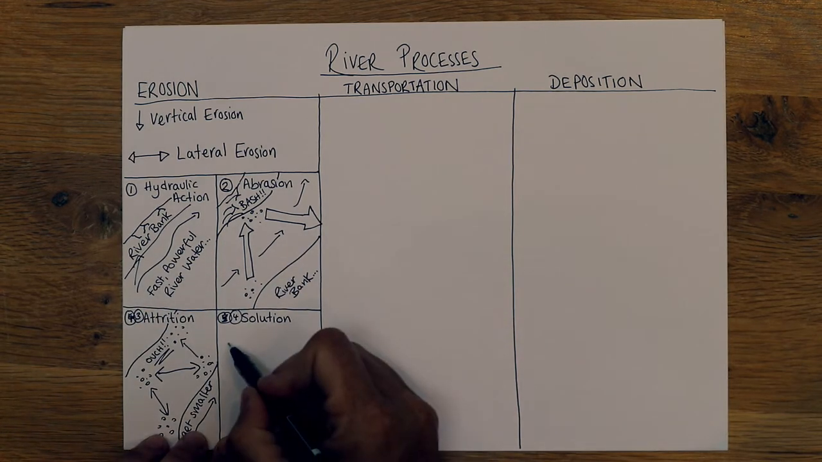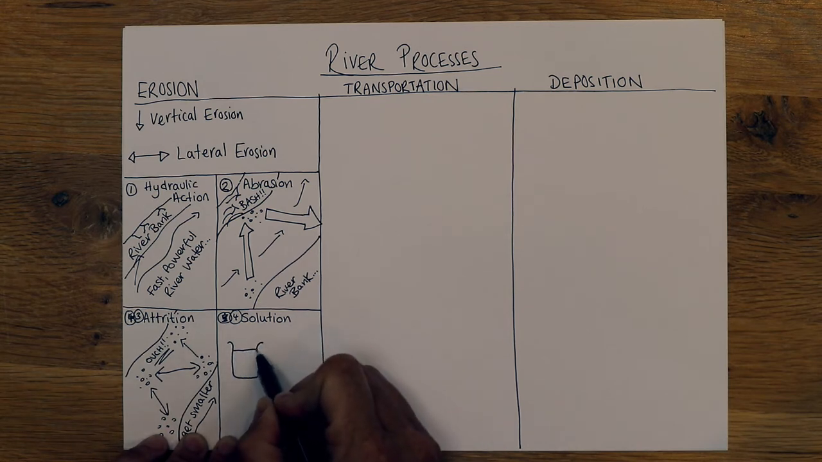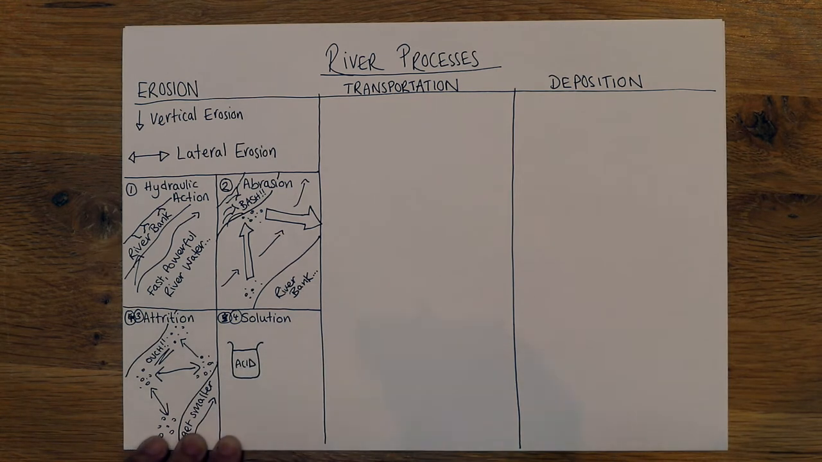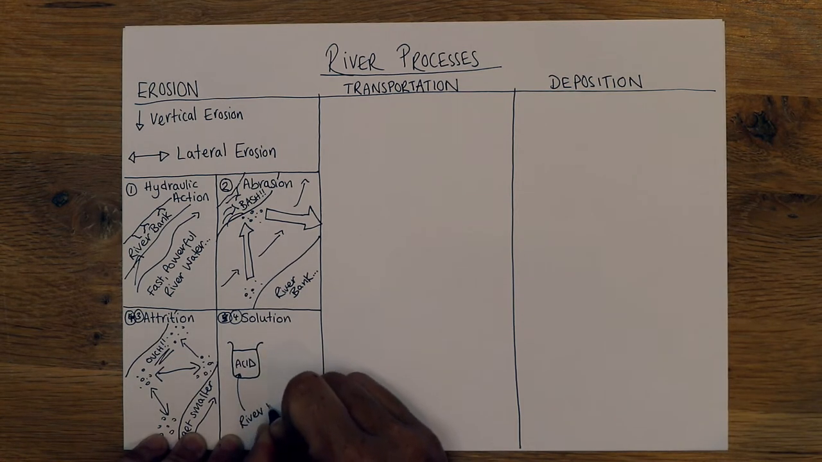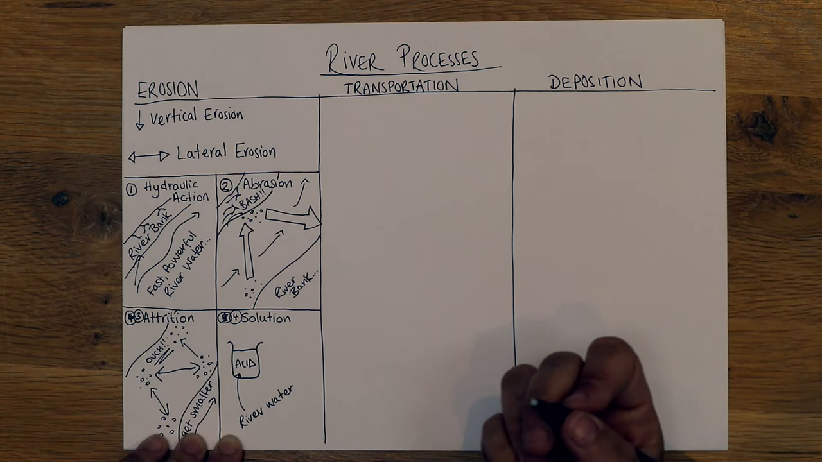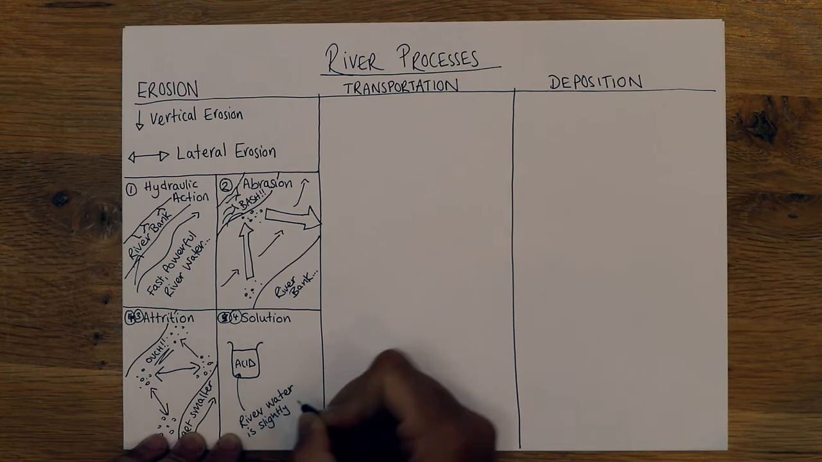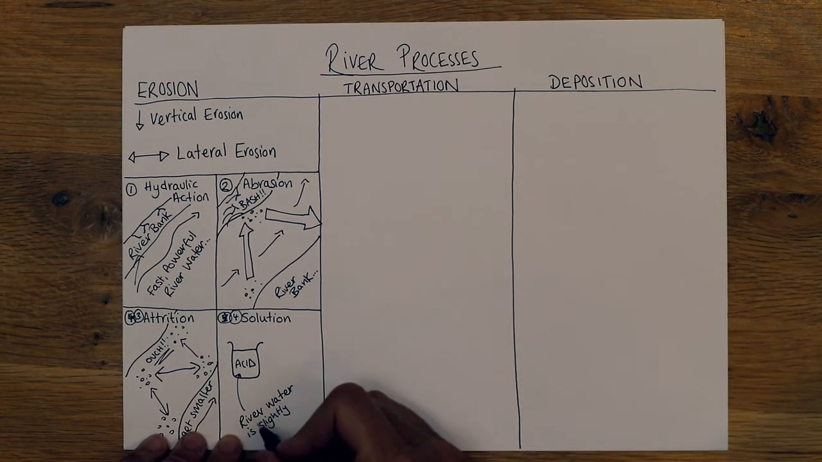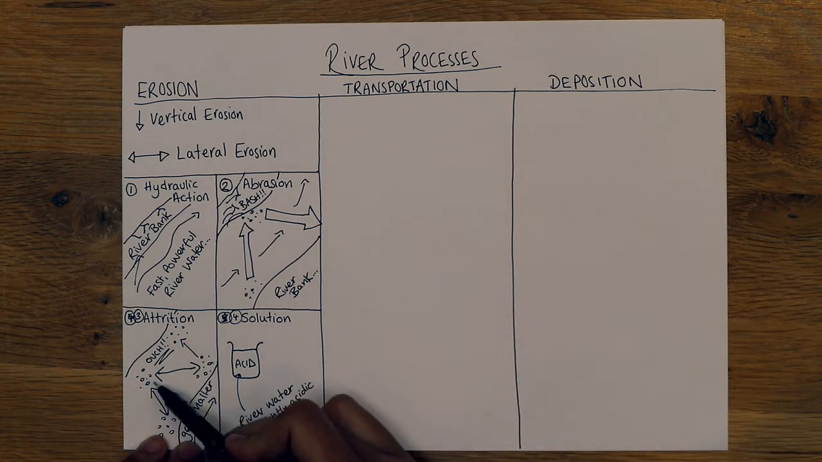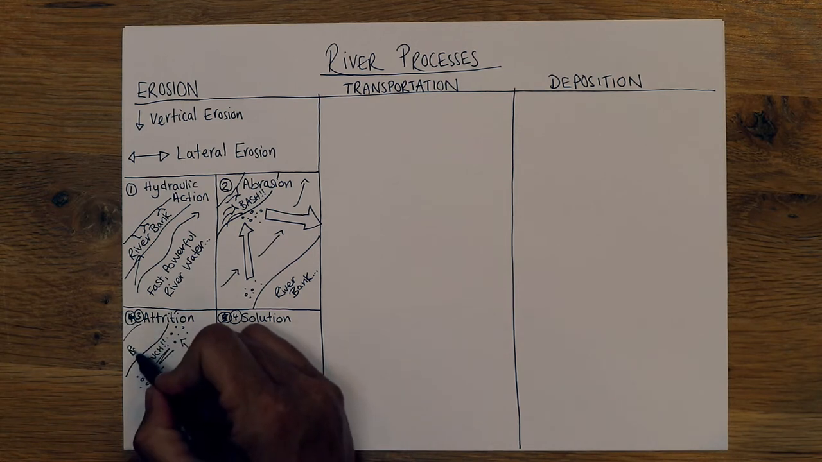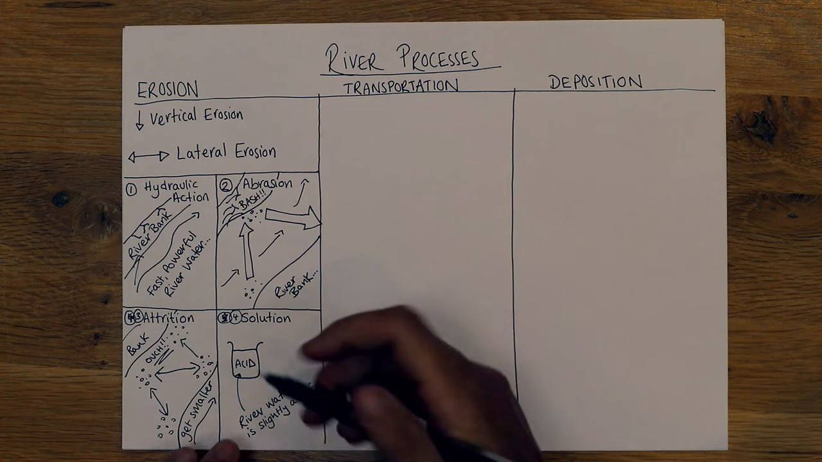The fourth one is solution. Now to do this, I'm actually going to draw a beaker. I'm not a science teacher, but let's just put the word acid in there. Now, the thing you need to know is that river water has a level of acidity, okay? It's not alkaline. It is slightly, not super acidic, it's not going to cause you any problems, but it is slightly acidic. And that means that when this material that's come off the riverbank goes into the water, some of it will just naturally dissolve because of the level of acidity in the water.